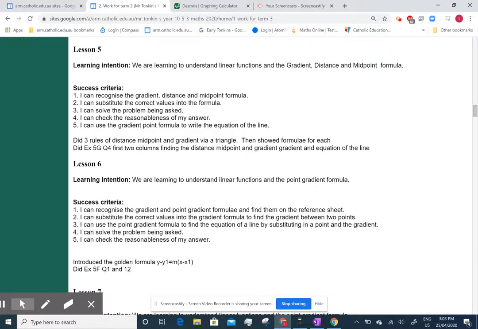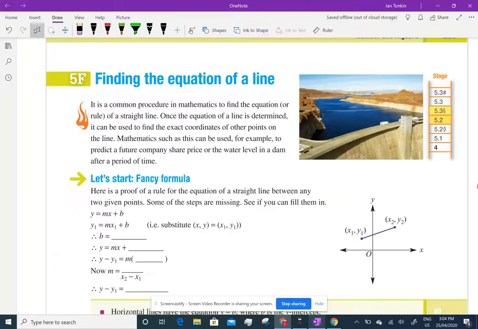Okay, Year 10, we're going to move on to the next exercise, which is learning to find distance, midpoint and gradient. There are three formulas for these. I'm going to explain what they are and where they come from. And then you have to do lots of practice and apply them to different HSC type questions. So let's have a look.